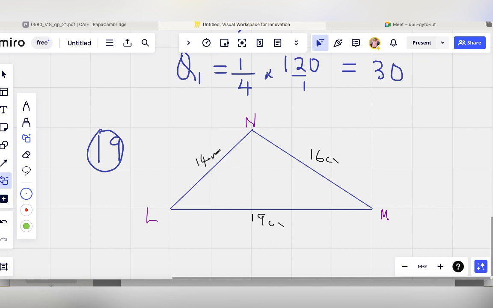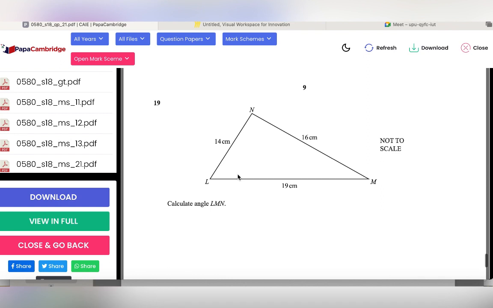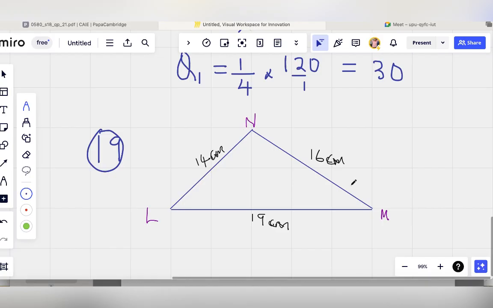Now the question is that we should calculate angle what? Calculate angle LMN. We should find this angle LMN. That means the one in the center, always the one in the center. That's angle M, this angle. This is what they want us to find. We should call it theta. Okay, we call here small letter n, just like you have ABC. You call the side facing capital M small m.